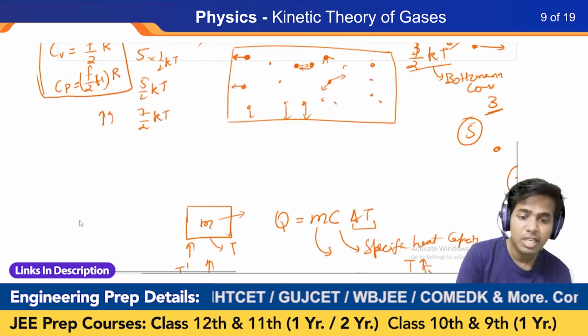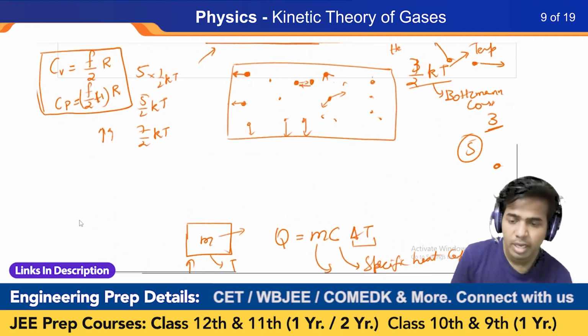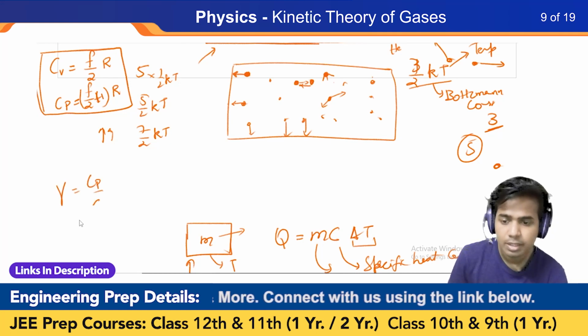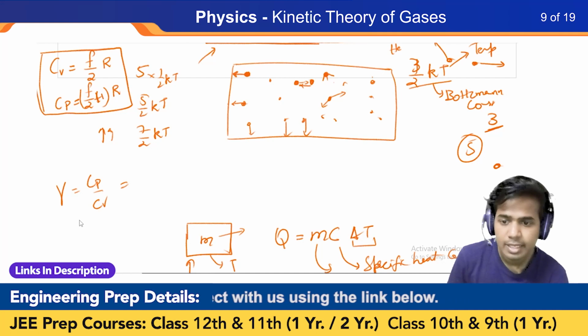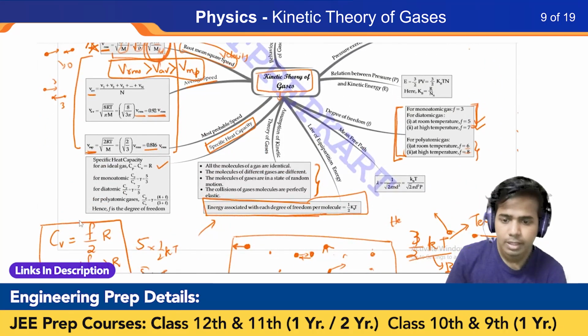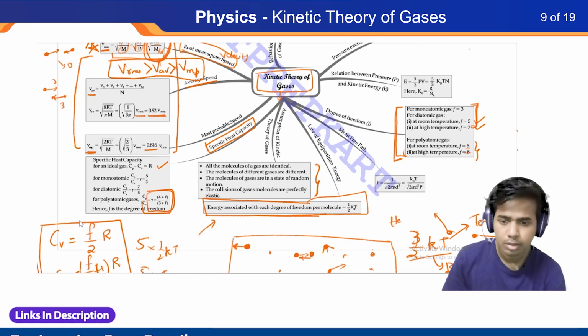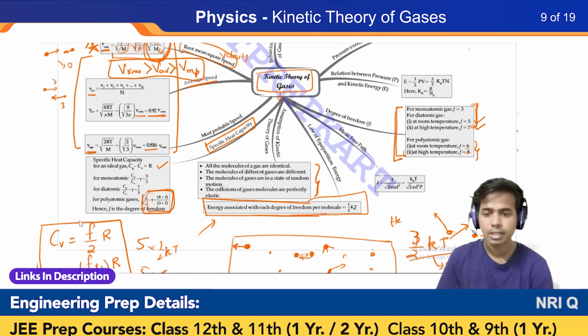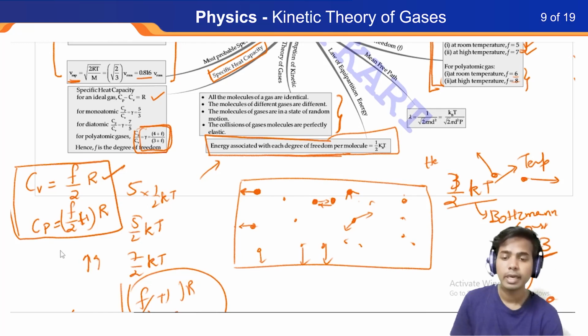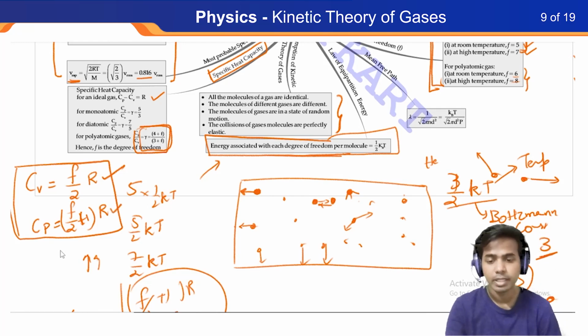And since gamma is defined by, gamma is nothing but Cp by Cv, so it is directly defined as F by 2 plus 1 into R by F by 2 into R. When you simplify this, you will get this thing. Gamma is equal to this much for polyatomic gas. And for individual gases, you can directly find out. For monatomic and diatomic, you can directly find out by this.